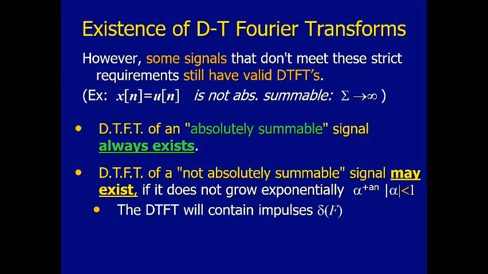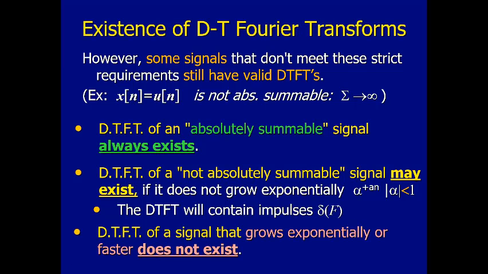If it's not absolutely summable and it does have a valid discrete time Fourier transform, well, the DTFT is likely to include frequency impulses, delta of f functions, which are okay. But if we do have an exponentially growing time function, its discrete time Fourier transform won't exist. That summation won't converge.